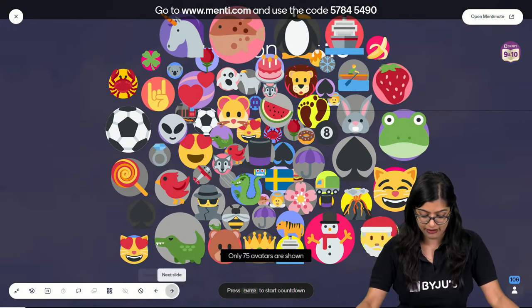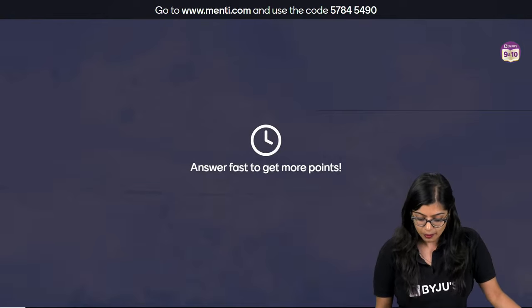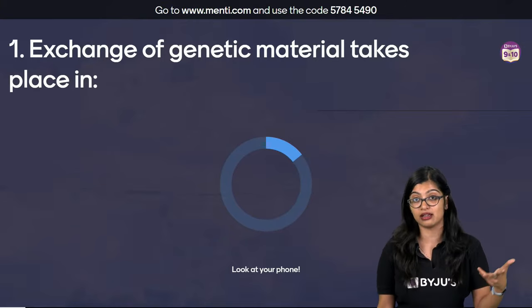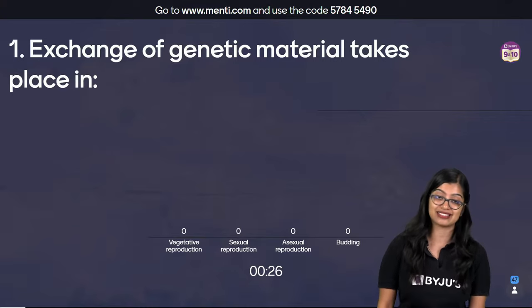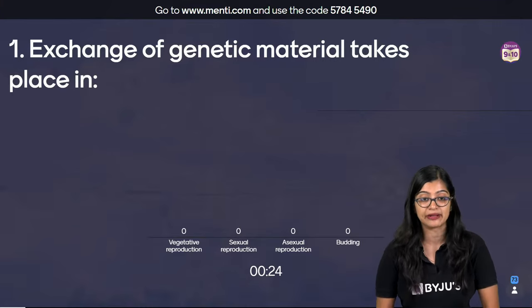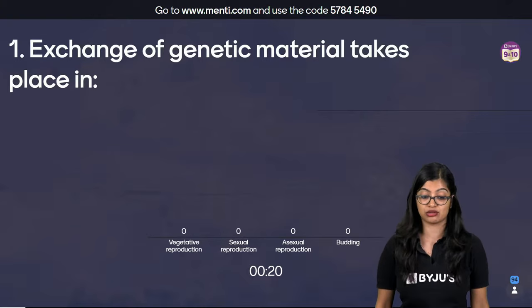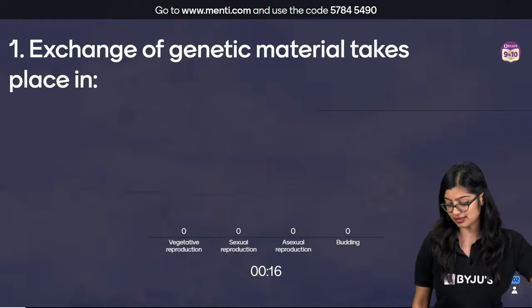So question number one, everybody, on your screens now, right? Exchange of genetic material takes place in dash. Is it vegetative reproduction, sexual reproduction, asexual reproduction, or budding? Very easy question, right? When does exchange of genetic material take place? I almost gave the answer.